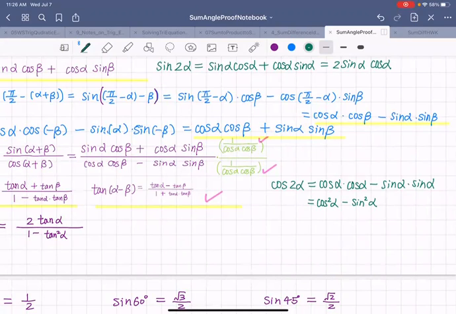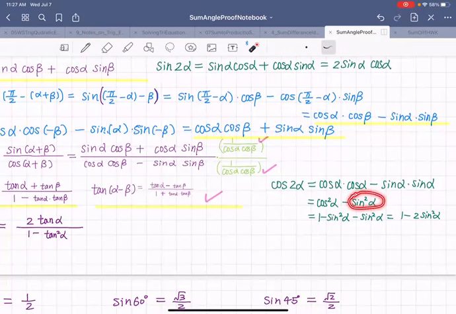Cosine square alpha equals 1 minus sine square alpha, so the formula can be rewritten as 1 minus 2 times sine square alpha. Or, sine square alpha is 1 minus cosine square alpha, so this can be rewritten as cosine square alpha minus parentheses 1 minus cosine square alpha, which equals 2 times cosine square alpha minus 1.